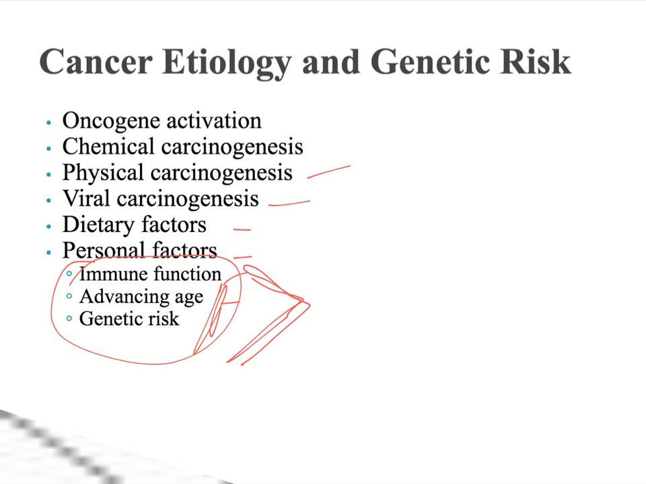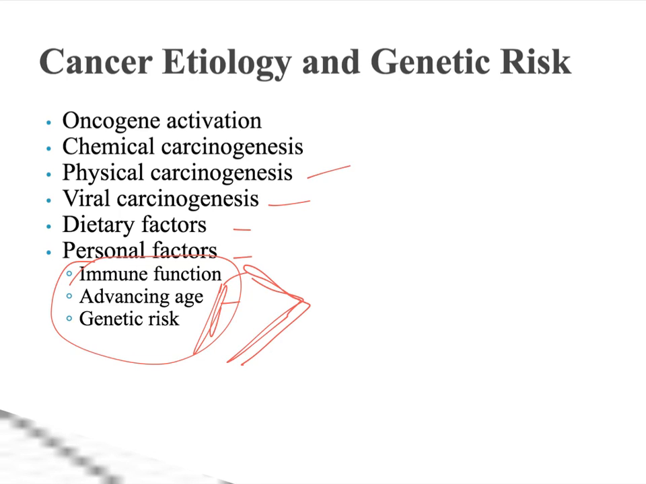As far as the viral carcinogens, there's some listed in your book. Those are like the human papilloma virus, which causes cervical cancer. Epstein-Barr virus, which is also known as mono, can cause some lymphomas. It's been known to be a precursor for some lymphomas. Hepatitis C also is known to be a precursor for liver cancer.